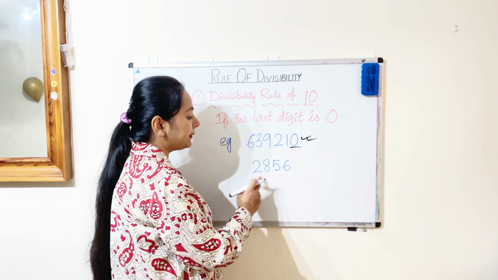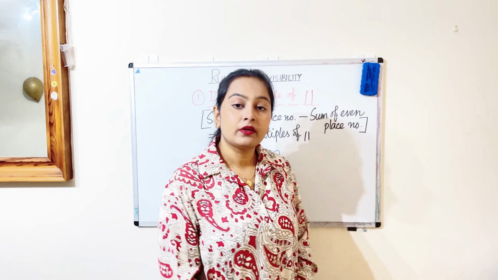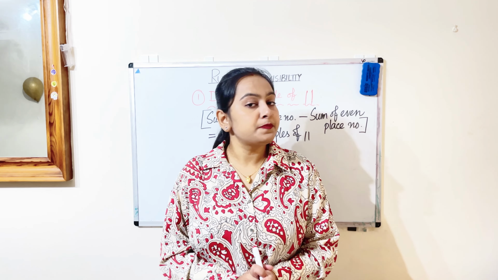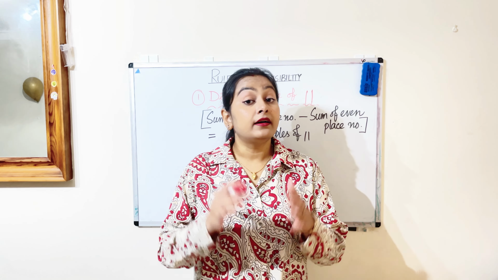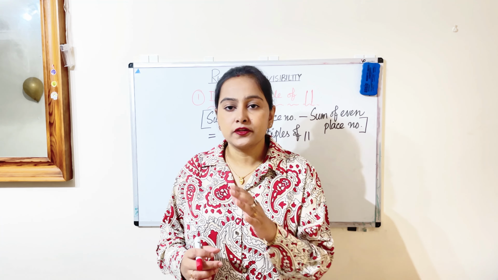Now the second example, 2856. There the last digit is 6. It is not divisible by 10. So students, now we reach the last part of our video, and this one is the divisibility rule of 11. It's very important, and you can say it's the teacher's favorite one.